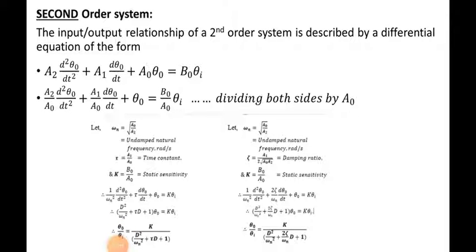For deriving the relation of the second order system, the input output relationship of a second order system is described by a differential equation of the order n equal to 2. Okay, n equal to 2 and a equal to 3, 4, 5, and so on. Then a2 multiplied by d2 theta 0 divided by dt square plus a1 d theta 0 by dt plus a0 theta 0 equal to b0 theta I.